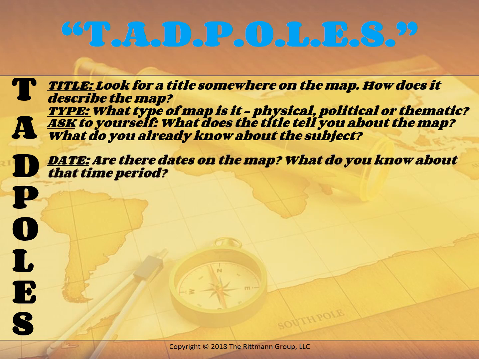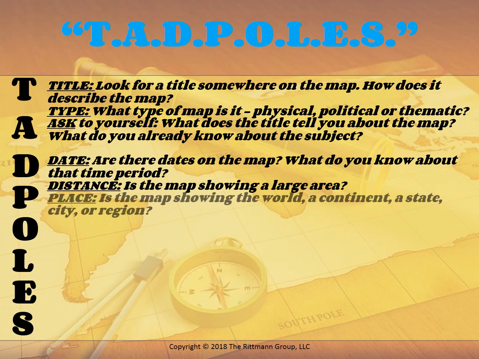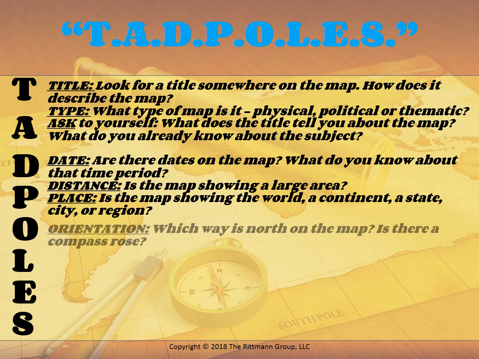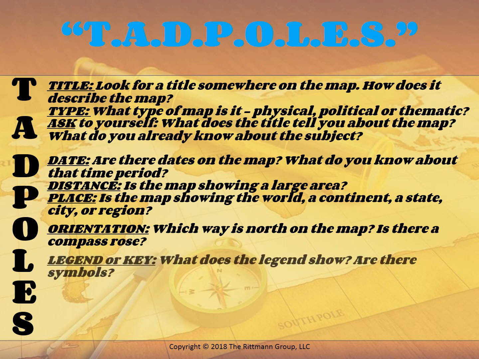Date, are there dates on the map? What do you know about that time period? Distance, is the map showing a large area or a small area? Place, is the map showing the world, a continent, a state, city, or region? Orientation, which way is north on the map? Is there a compass rose? L is for legend or key. What does the legend show? Are there symbols?